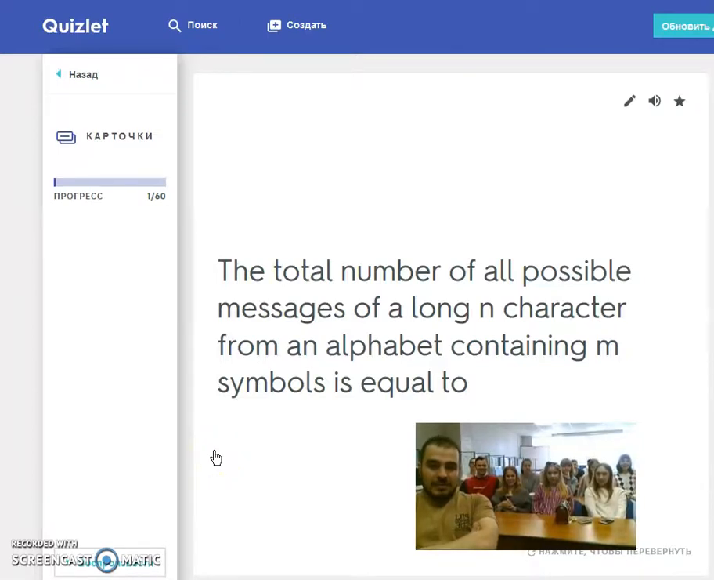The total number of all possible messages of length n from an alphabet containing m symbols is equal to N = m^n.